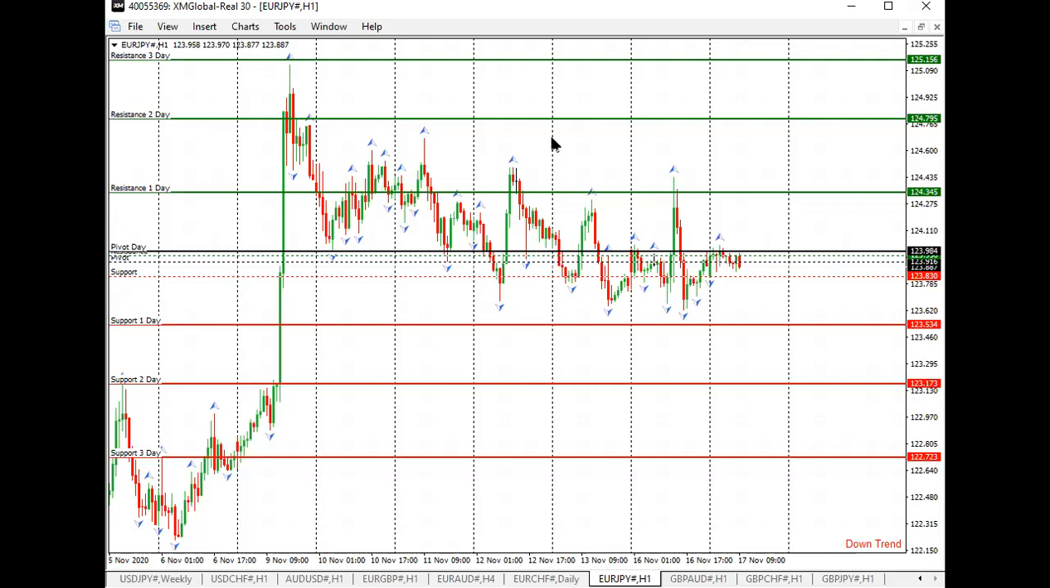I'm excited. I just want to go over the Euro Japanese yen analysis and review our trading decision on this particular one.